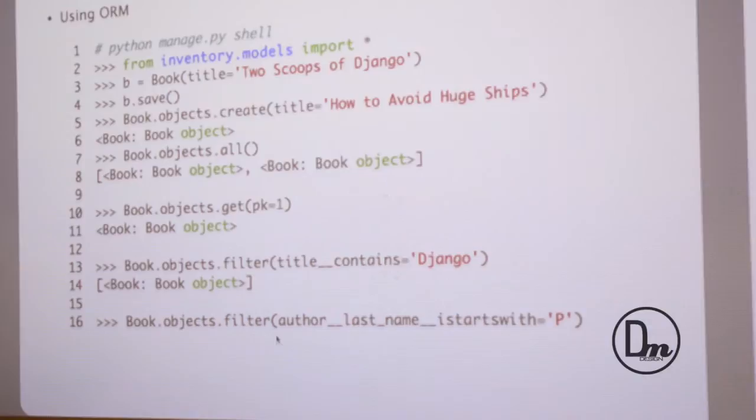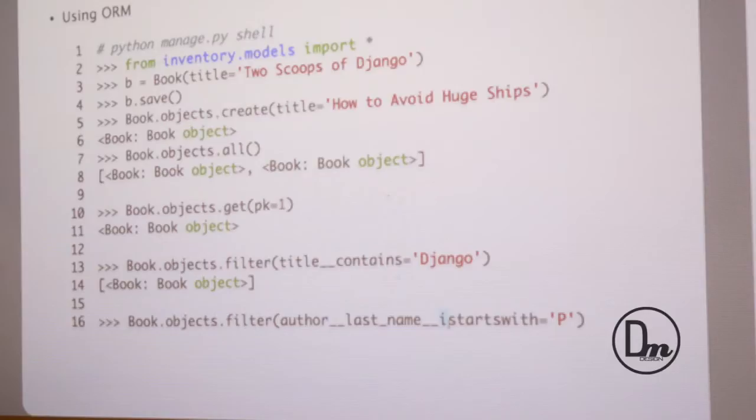This double underscore can also be used to dereference objects. Last name here is a property on the author object, which is itself a property on the books, right? So here we're going to filter on author, but only if the author's last name starts with P, and this is case insensitive, right? The last piece of the query that you're passing in will get interpreted by Django a certain way. It takes a little getting used to, but once you get used to it, it comes real naturally. It's really easy to do queries this way.